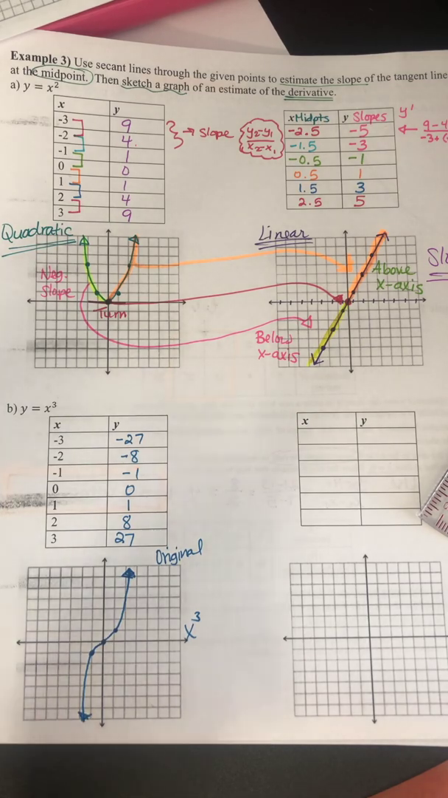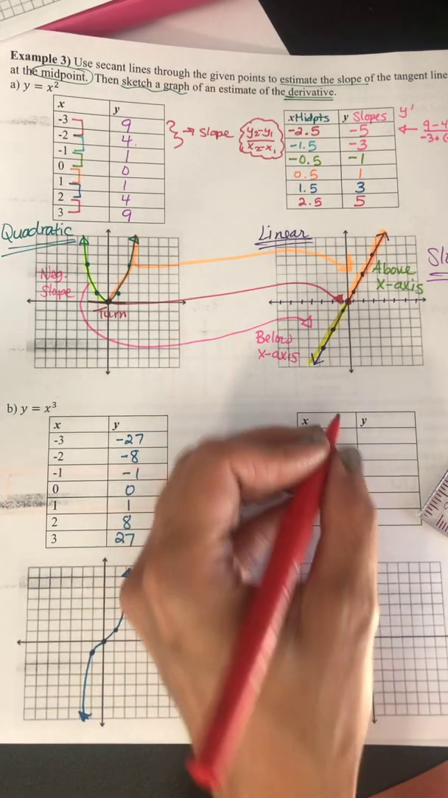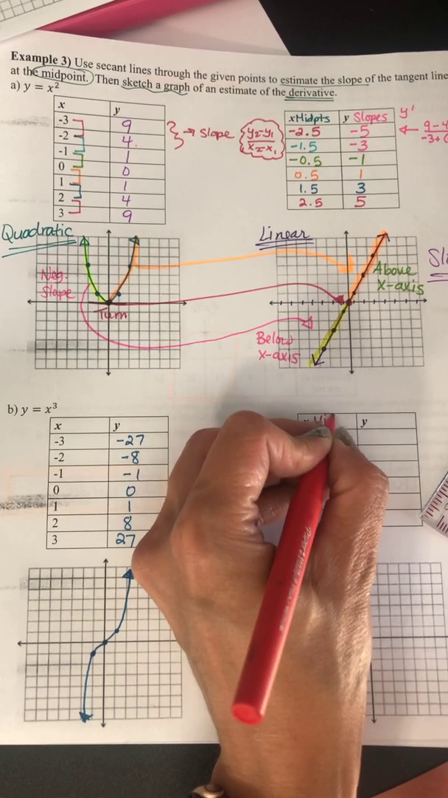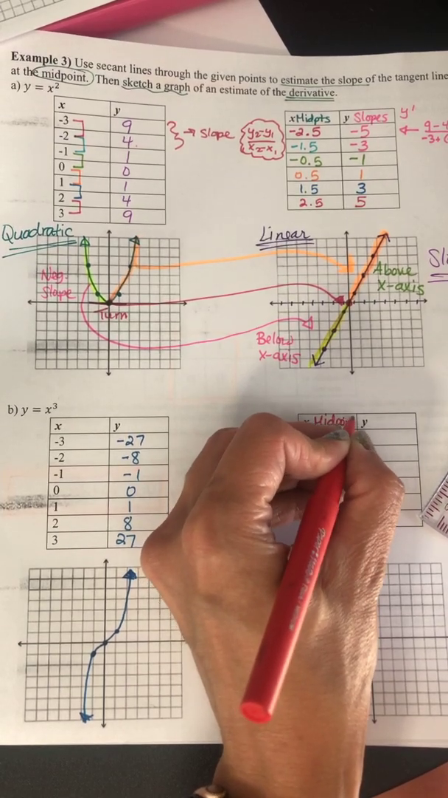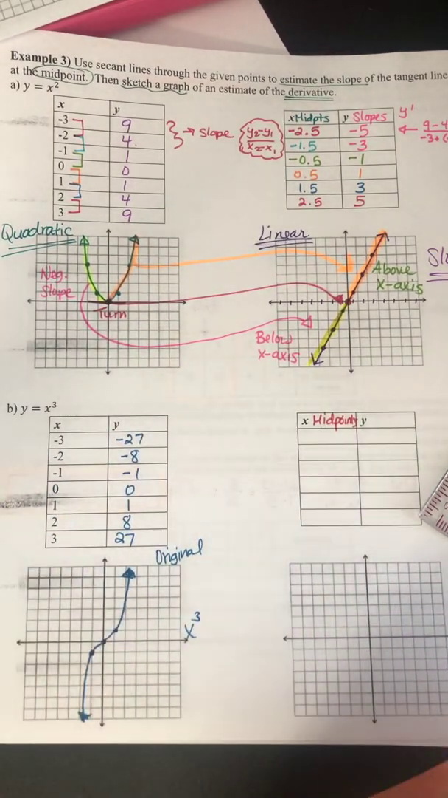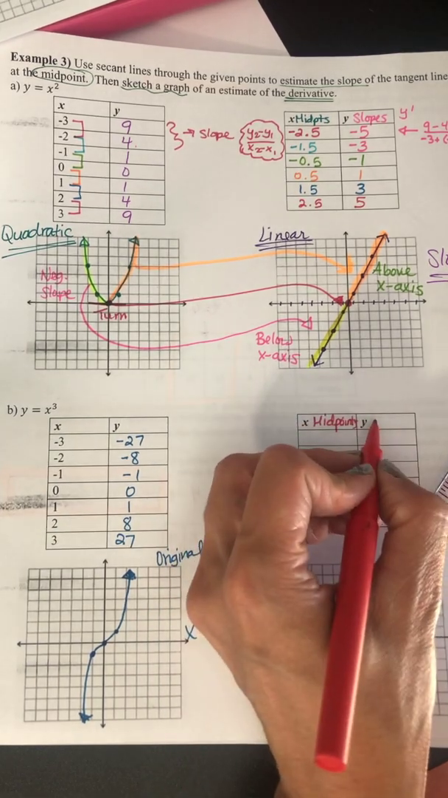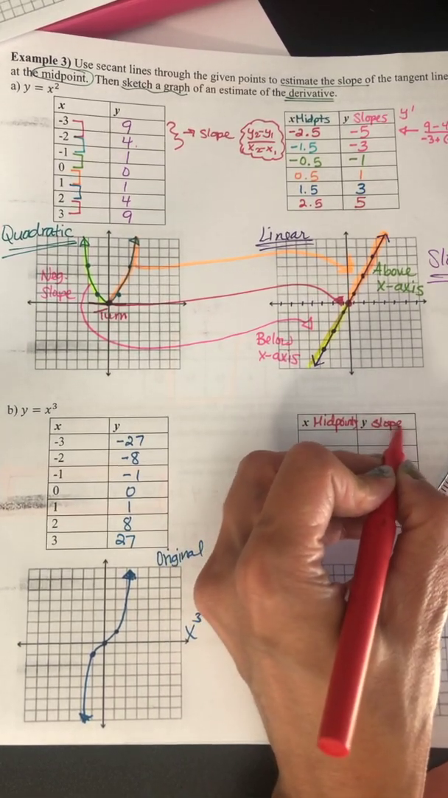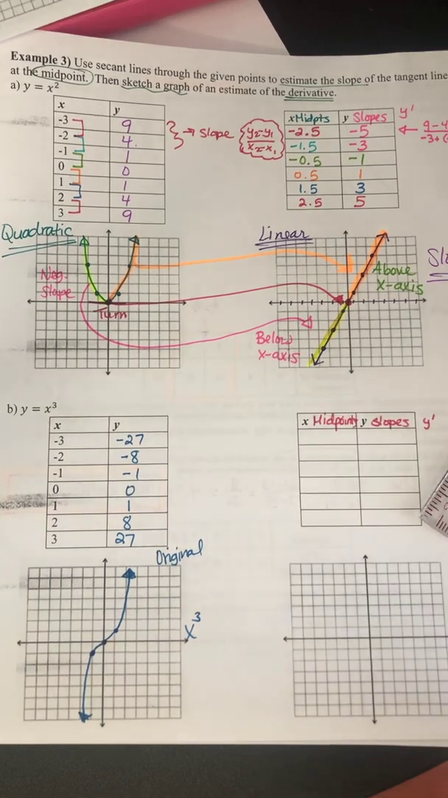Okay, so remember that the x values have to do with the midpoints, finding all the midpoints in between points from our original graph. And the y's are the slopes, the derivatives, the y primes.